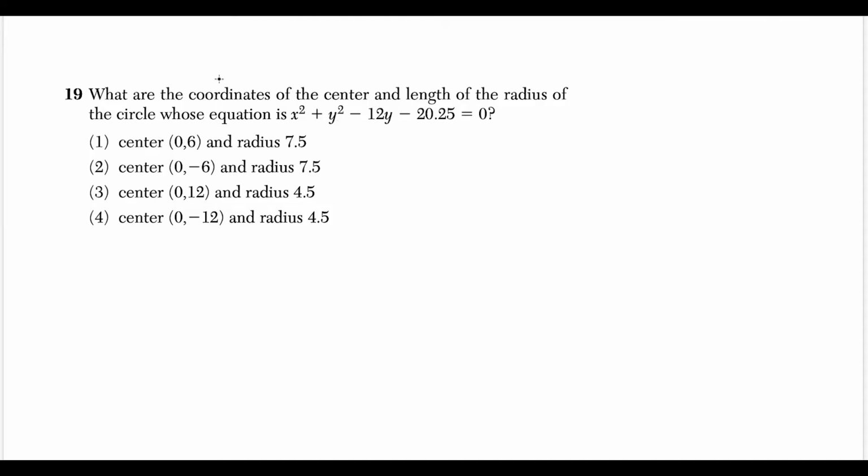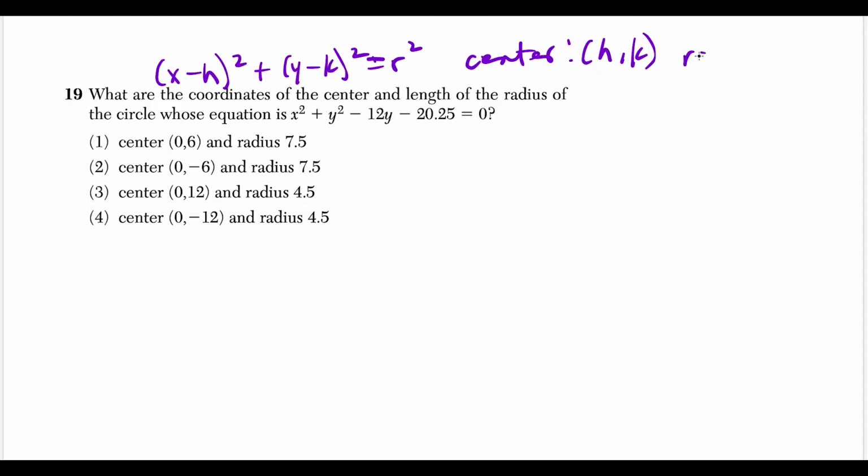So question 19, we have to know the equation of a circle. And the equation of a circle, we have x minus h squared plus y minus k squared equals r squared. And this is when you have a center hk, and your radius is r. So now that we have this formula, we have to use completing the square here.